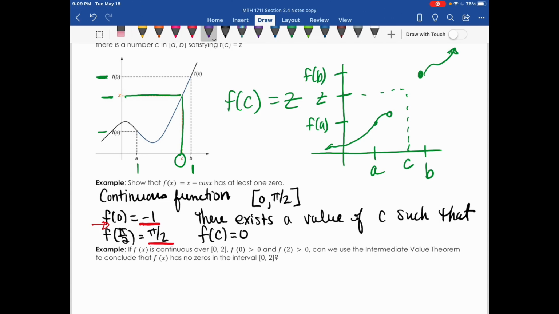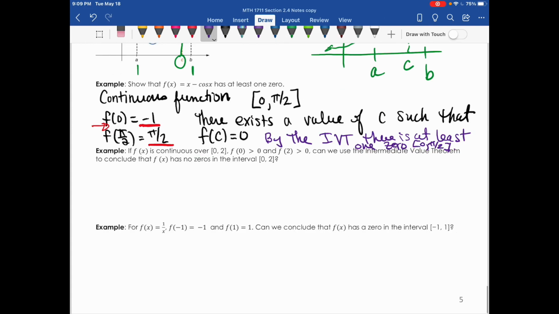So, we can say by the, I'm going to abbreviate, intermediate value theorem, there is at least 1 zero on the interval from 0 to pi over 2. Sorry, I'm running out of room here. So we just used the intermediate value theorem to say that I know there's at least 1 zero on the interval from 0 to pi over 2. Okay, let's do another example.